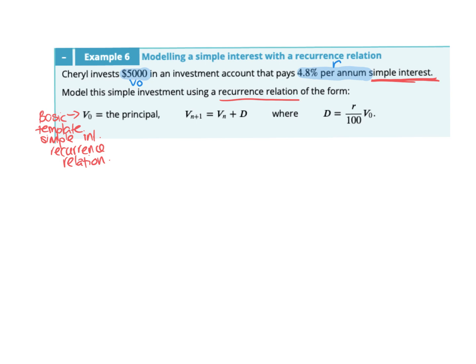Okay, so all they're asking us is to write out this scenario. When you have a recurrence relation, you must first write the V0. So we know that's 5,000, so I pop in the 5,000. And then the other thing you must have is the rule of how to get the next one.